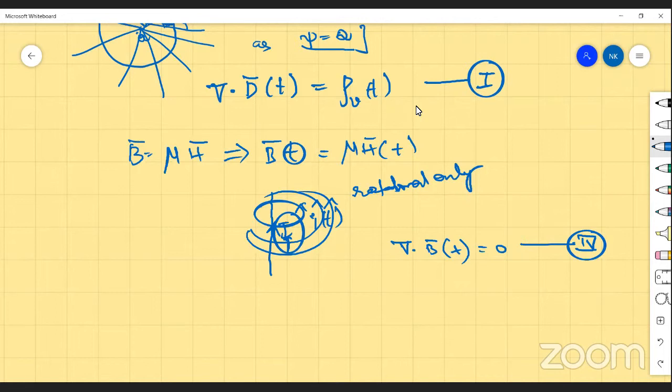So what is the divergence? Del dot of any physical vector quantity will give the divergence of that quantity, but if it changes with respect to time, the divergence will automatically be a function of time. That's it.